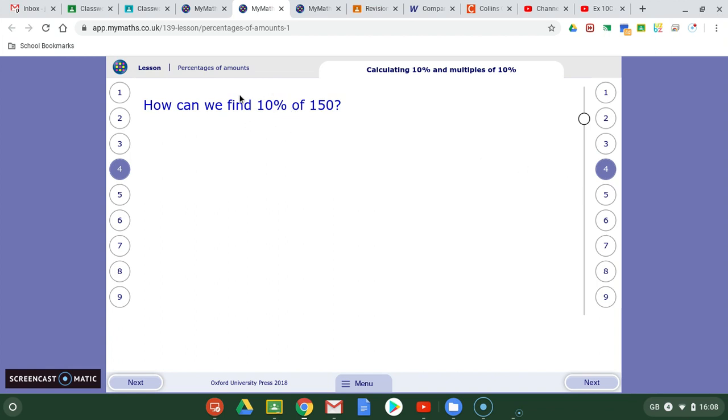And then once you've found 10%, you can find 20%, 30%, 40%, 50% just by timesing by the number that you need to. Okay. Now, if you're still not sure and you still need to have a look, you can do this lesson yourself again on mymaths before you try the task if you want to get a really good score on this.